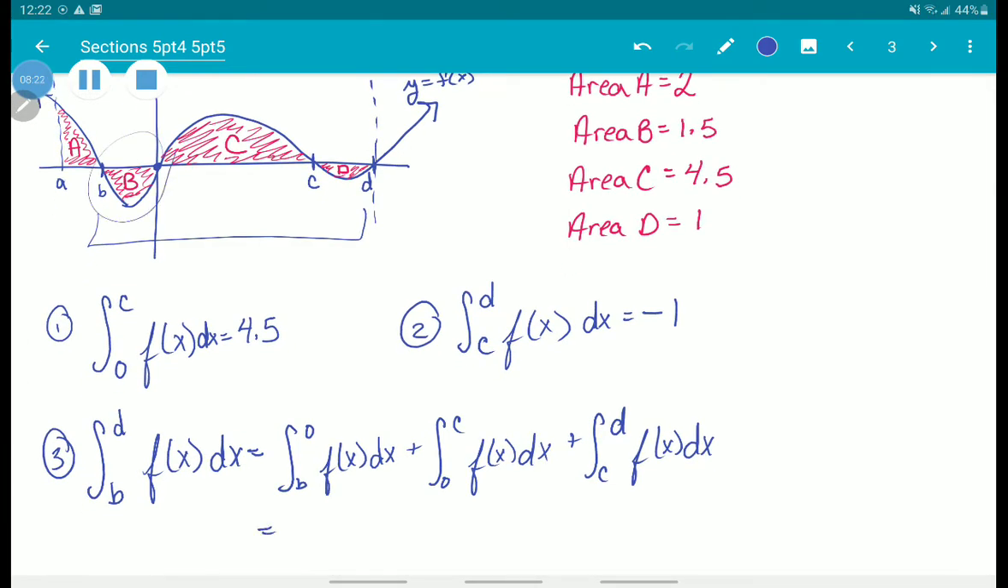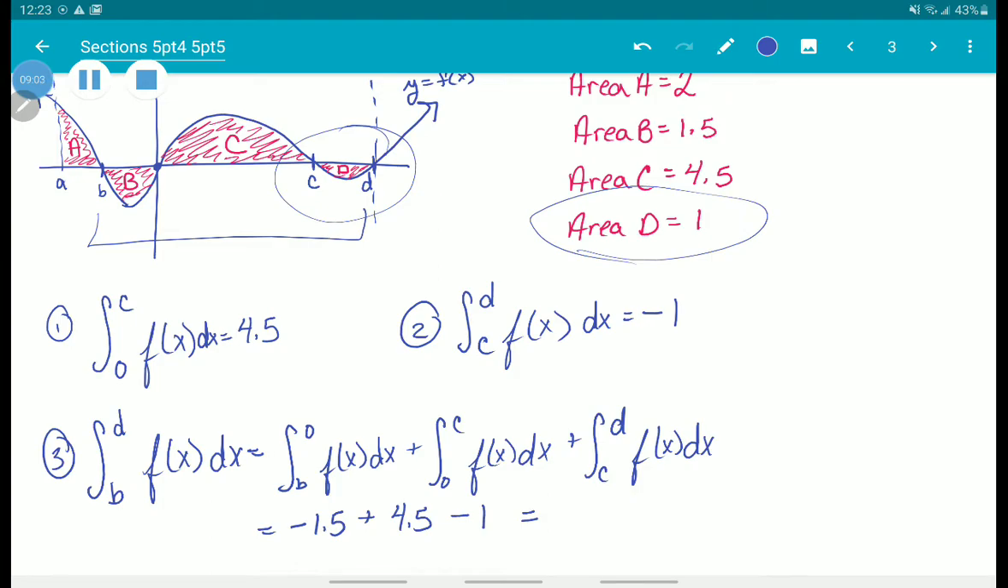So from 0 to B, notice that lives below the x-axis. So that area is 1.5, but that value would be negative 1.5. Just because where it lives, it has to be negative. The area from 0 to C lives above the x-axis, which means it's going to be the positive 4.5 value. And then from C to D, once again, we are below the x-axis. That area is 1, but the value of the integral is going to be a negative 1.